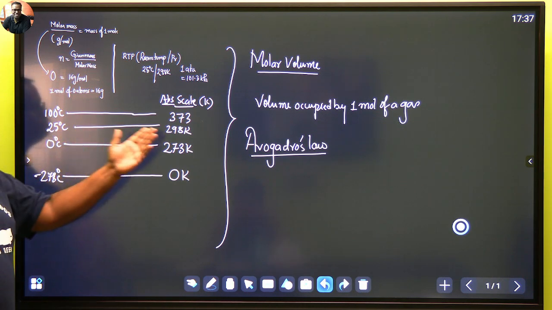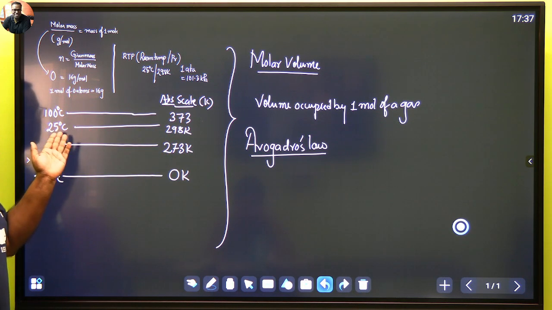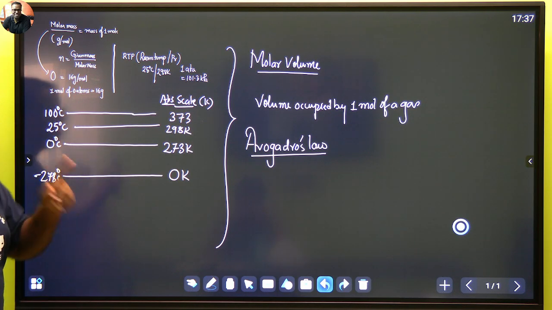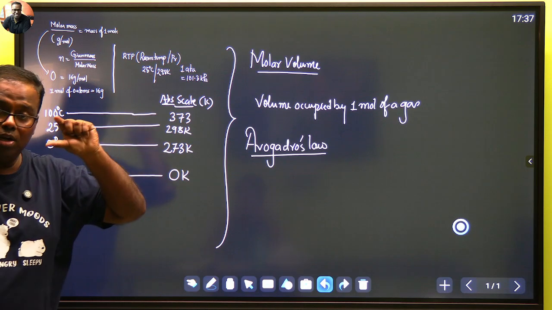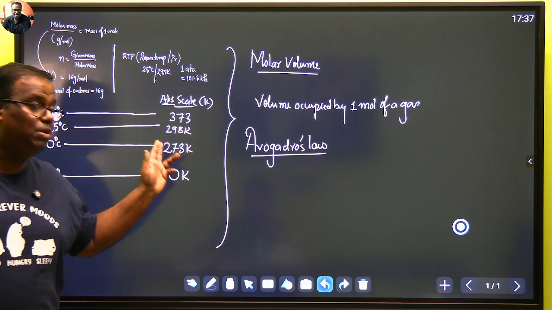25 degrees correspond to 298. 26 degree and 25 degree, how much is the temperature difference? 1 degree. 26 degree will be how much? 299 Kelvin. So when you work on difference of temperature, this we will be using in physics.